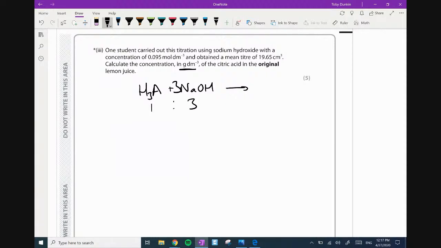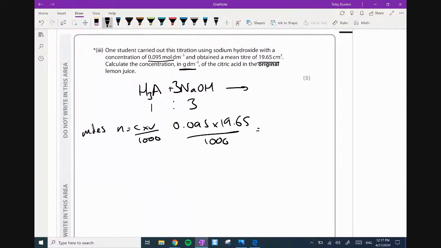Okay, step 1, get to moles. Number of moles is concentration times volume over 1,000. So 0.095 multiplied by 19.65 divided by 1,000. Oh, I typed in the wrong number. 0.095 multiplied by 19.65 divided by 1,000, and I get 1.87 times 10 to the minus 3. Can I keep it on my calculator?